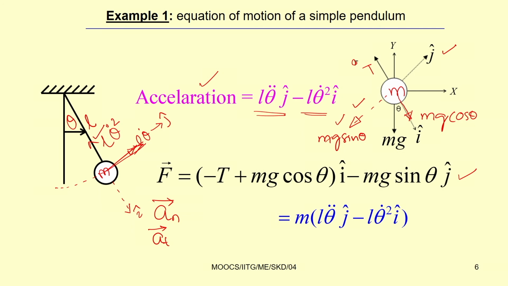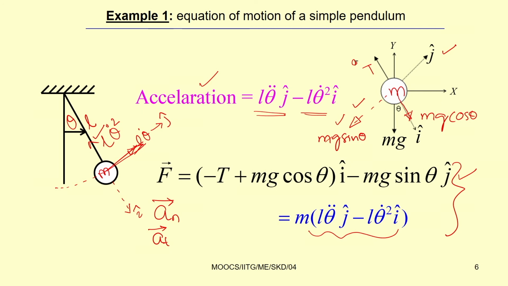According to Newton's second law, this will be equal to mass into acceleration, and we have already written the acceleration as L theta double dot j minus L theta dot square i. If we were applying D'Alembert's principle, we could have written minus m times L theta double dot j minus L theta dot square i equal to 0, bringing this part to the left-hand side with a negative sign. That is D'Alembert's principle. Here we have applied Newton's second law: net force equals mass into acceleration.